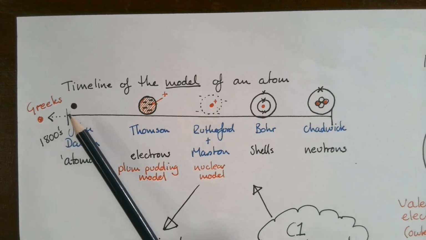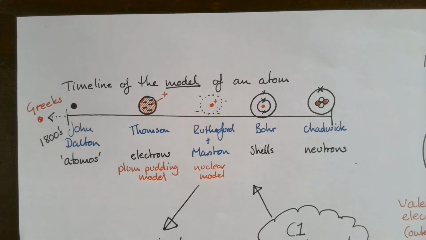It got to about the 1800s, and John Dalton coined the phrase atomos to describe that these were tiny spheres that were made of no other parts. They were just solid little balls, little spheres. That's what he thought atoms were. Nothing inside them, or no other parts to them at least. So they used the word atomos, which means indivisible, hence the word atoms.